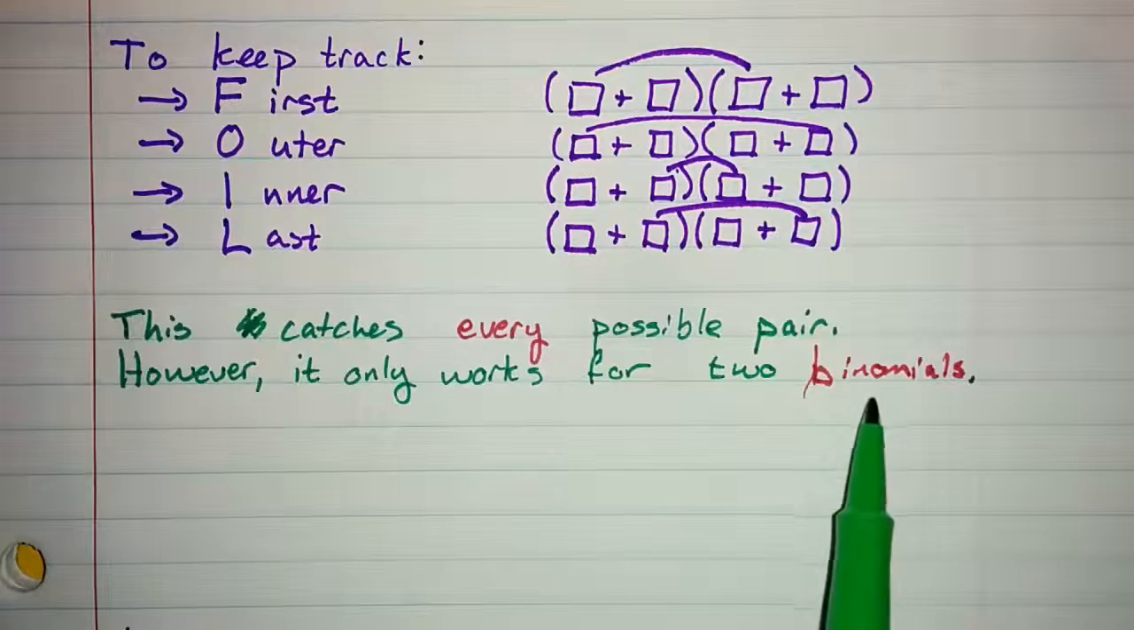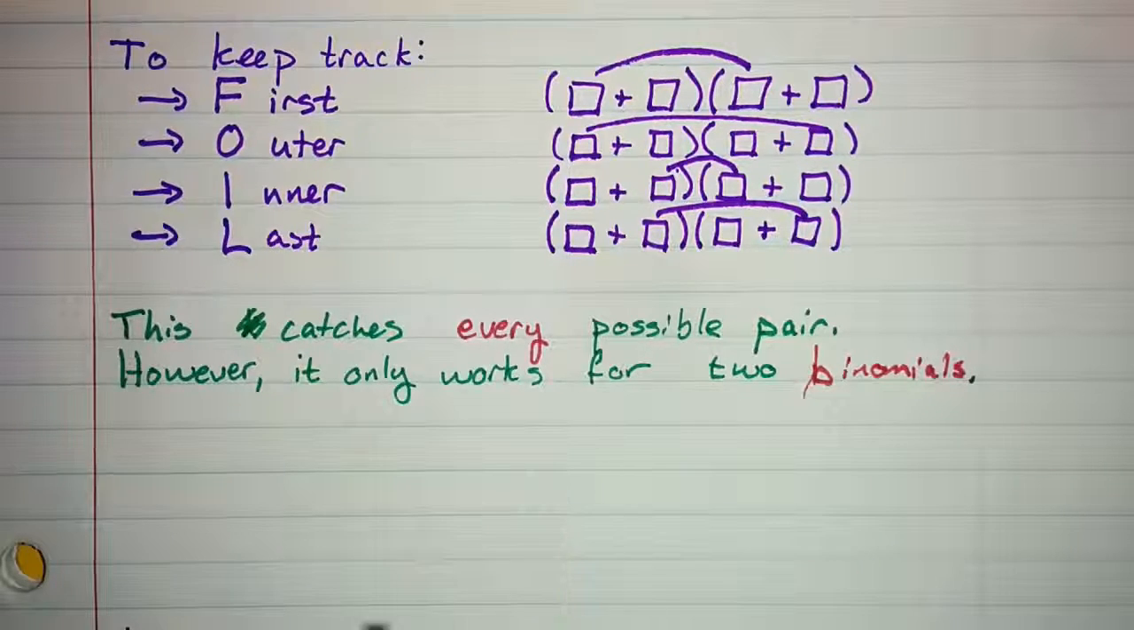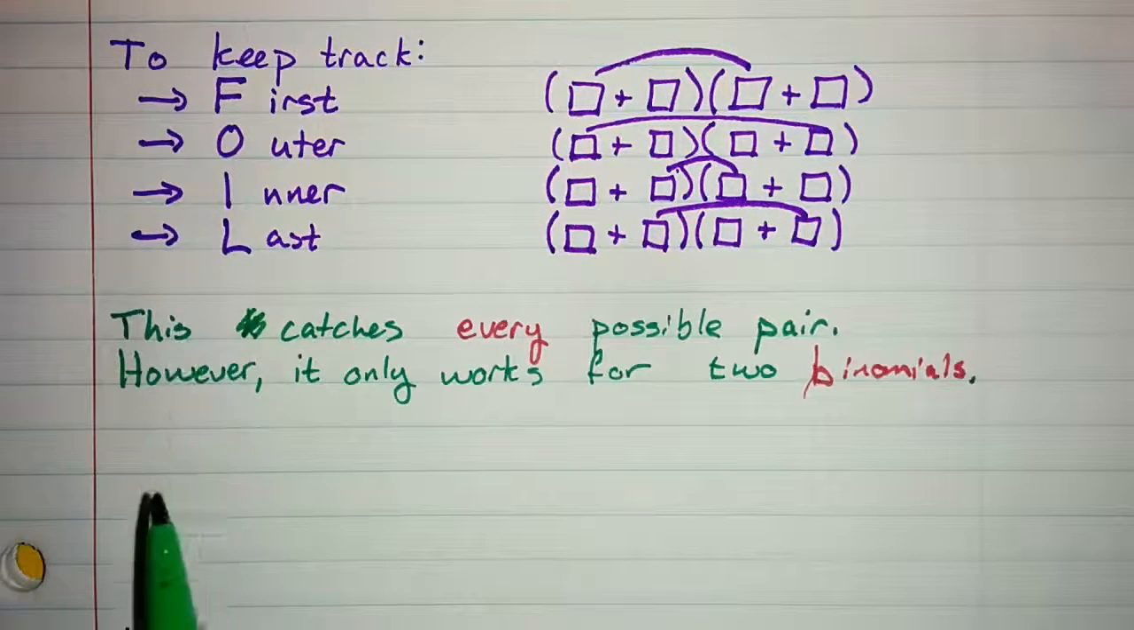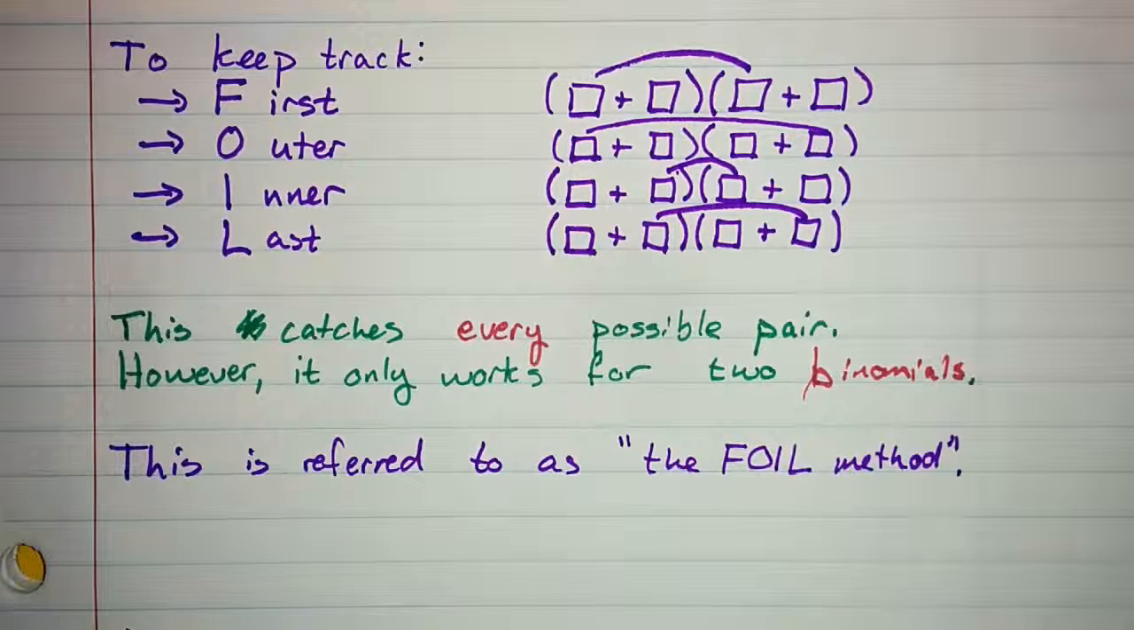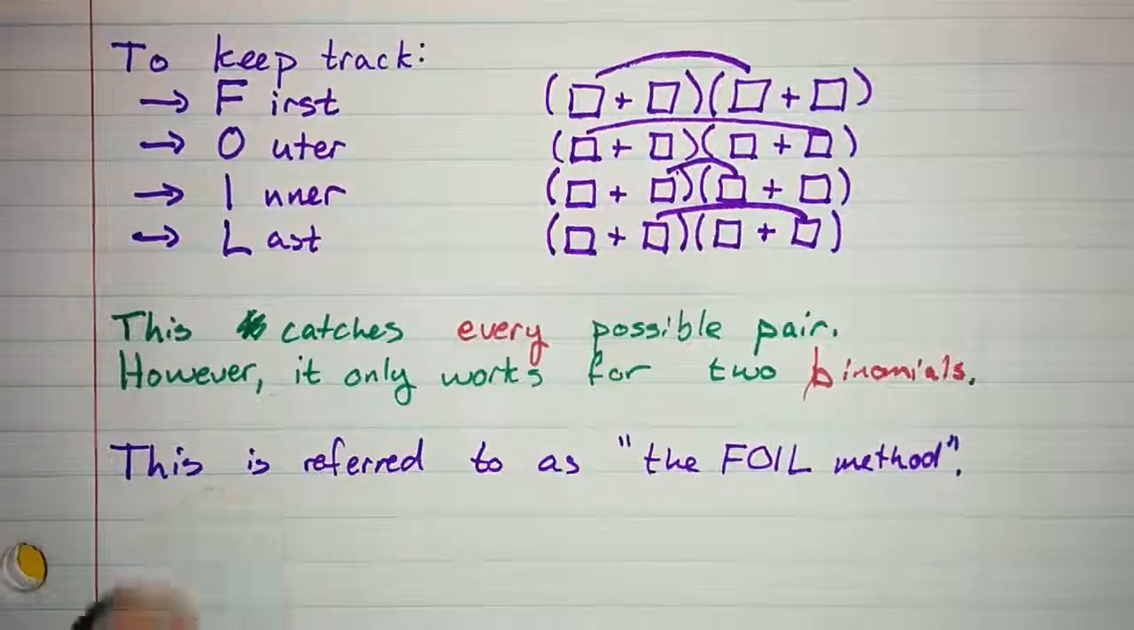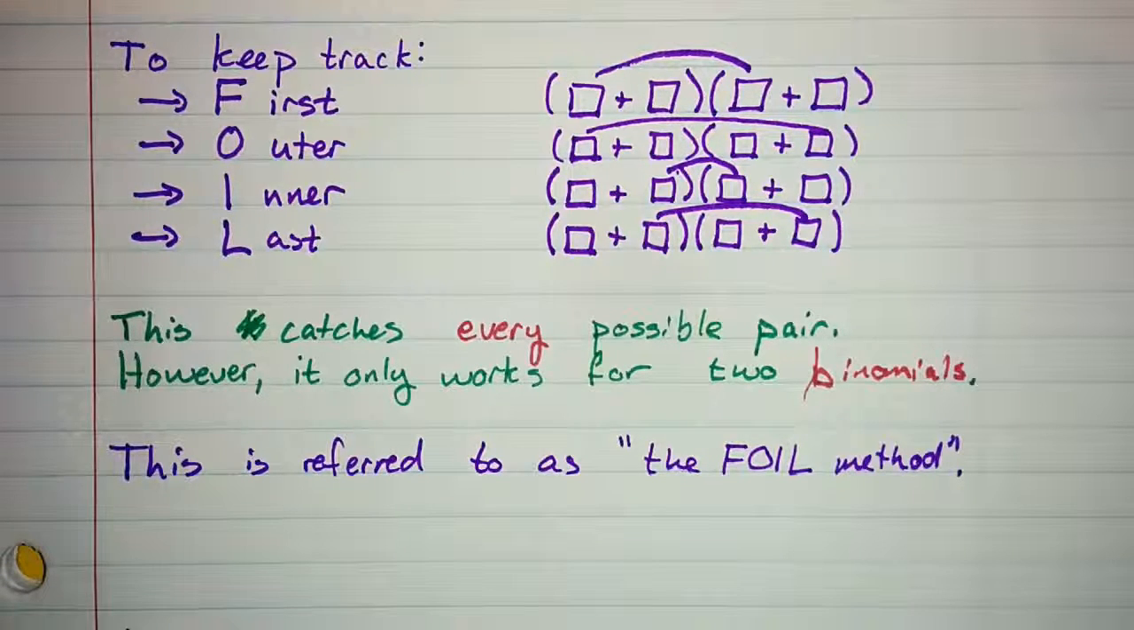However, notice that this only works for two binomials, right? If one of these were a trinomial, there would be a middle term that we never use. This method, multiplying in this order, is sometimes referred to as the FOIL method. People sometimes use this as a verb, FOIL it out. Please don't use this as a verb. It's already an acronym. It's not a verb. But what is this really? This is just using the distributive property twice so that we multiply every pair of terms.